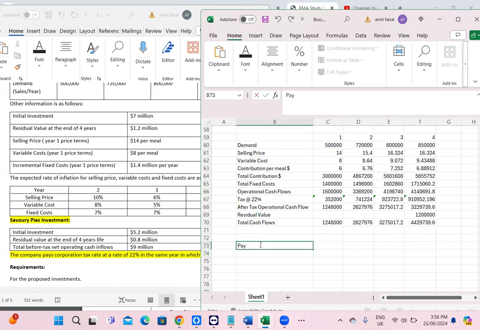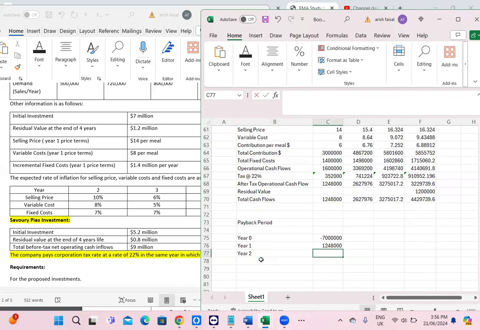Now we can find out our payback period. Okay, just set it in a proper format. So year 0 is where we have invested 7 million. Here you can see that there is a initial investment of 7 million. So we will write it down 7 million. Year 1, you got a cash flow of this much. Okay.